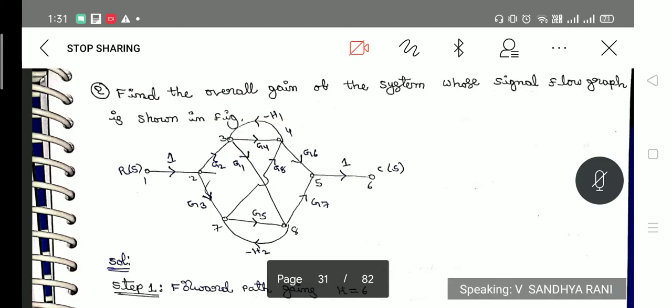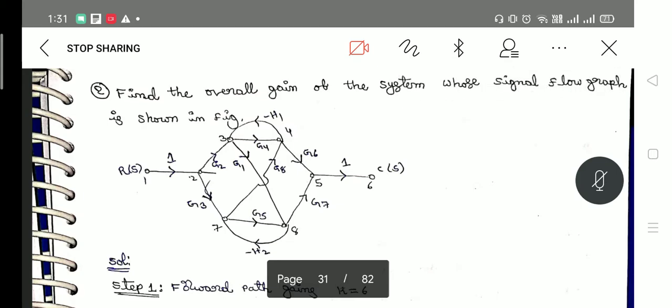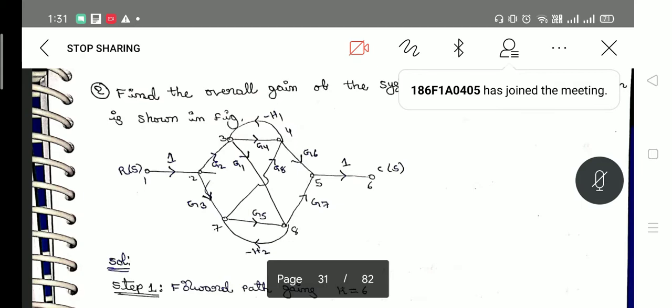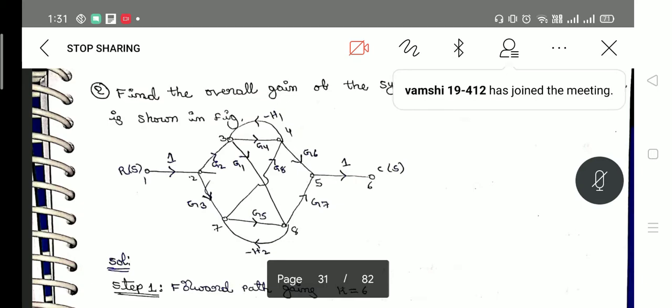Today we discuss signal flow graph, second model problem. Already we discussed this problem in the last class and previous classes also. Yesterday we discussed half of this problem, so we discuss it fully today. This problem is very important from the external point of view and mid point of view. So all of you listen carefully. This problem is asked many times. Find the overall gain of the system as shown in the figure.